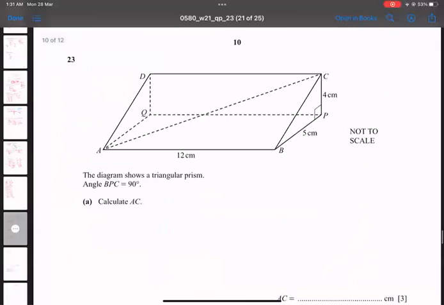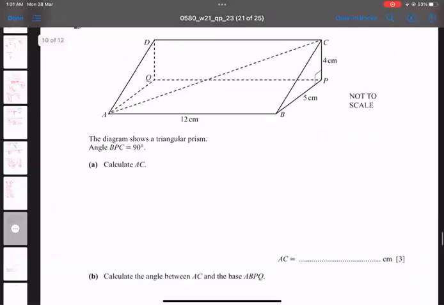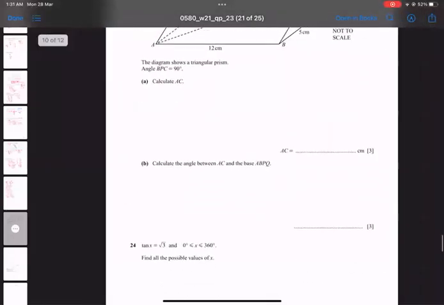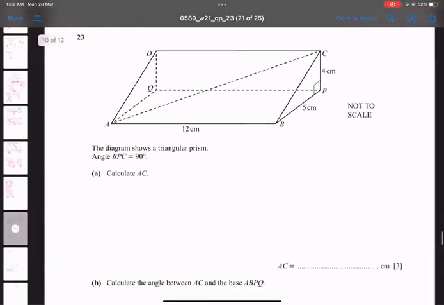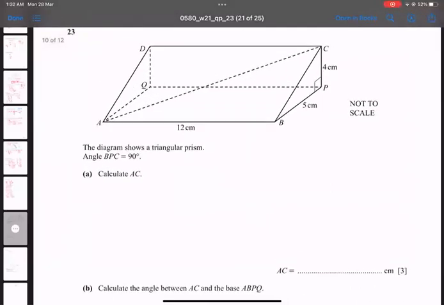Now we can see here that we have question number 23. How to do this? They have two parts on this page. Sorry, we have another question, but I'm doing question number 23 here. It has two parts. So have a look here. First of all, what is he asking? He's asking to calculate the length of AC. So let's see how we can find the length of AC.